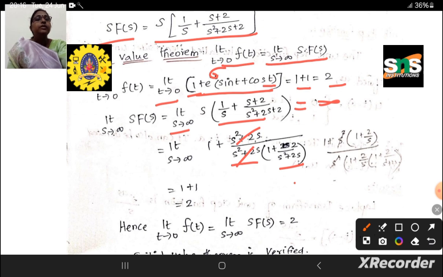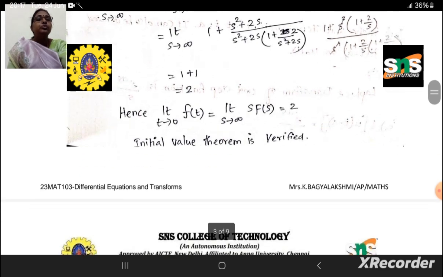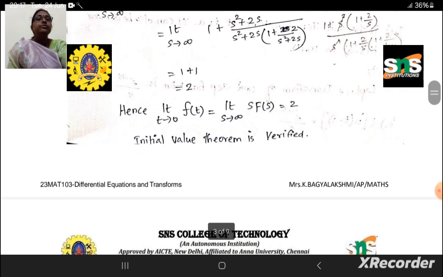So after this apply the limit. So 1 plus, for this condition applying the limit s tends to infinity, we got 1 divided by infinity, that value is equal to 0. Then 1 plus 0 which is equal to 1, and 1 plus 1 which is equal to 2. So we got the left hand side and right hand side both terms equal to 2. So the initial value theorem is verified.